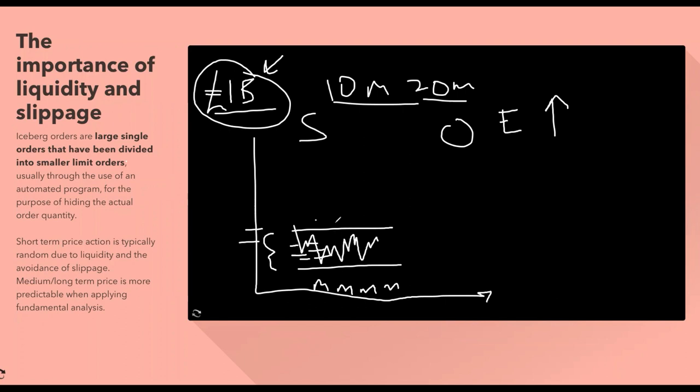Right? To divide up their orders. So in the short term, price is very random because of the accumulation and the avoidance of slippage that the banks need to do. It's their mandate. They don't want to buy up here. They want to buy at levels around here, at prices around here.